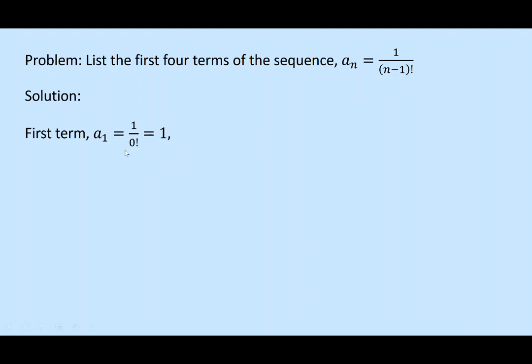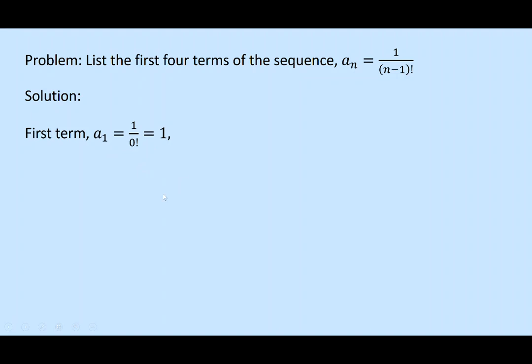0 factorial by definition is actually equal to 1. So we have 1 over 1 is equal to 1. I know you might have been tempted to go, hey, how come you were dividing by 0 and you said that's equal to 1? No, 0 factorial is actually 1.